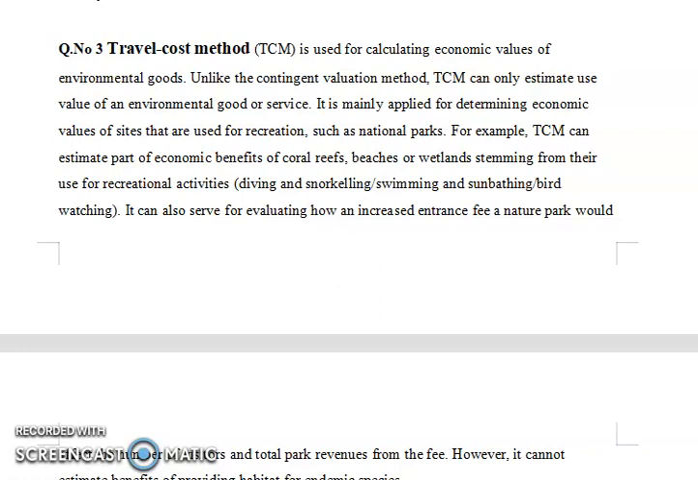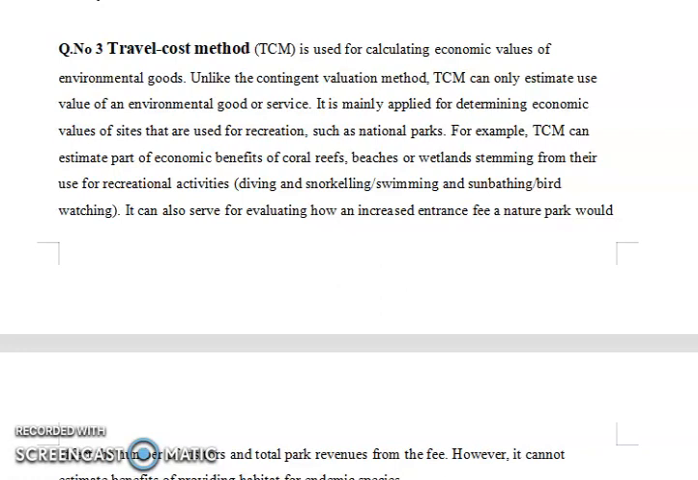It is mainly applied for determining economic values of sites that are used for recreation, such as national parks. This method is used to determine the economic value of a site. It is used for recreation, where site means national parks.